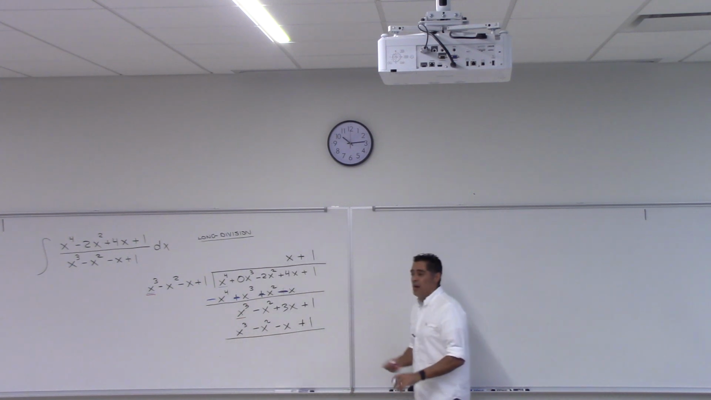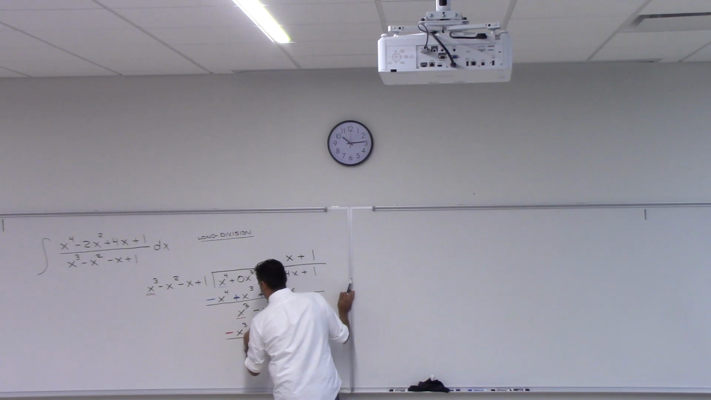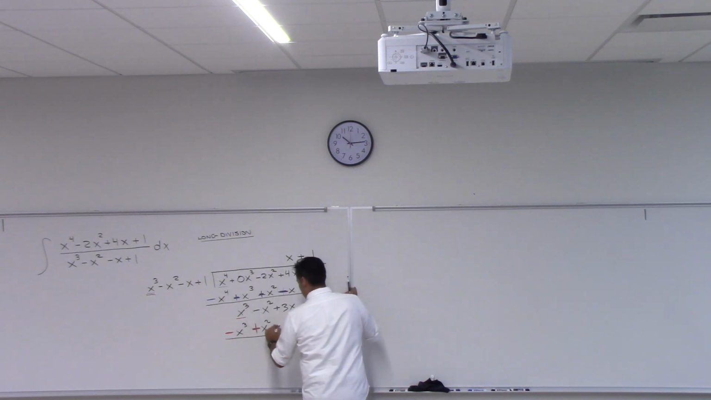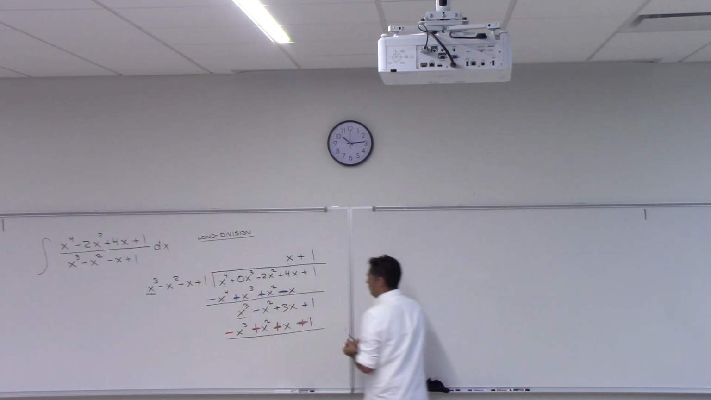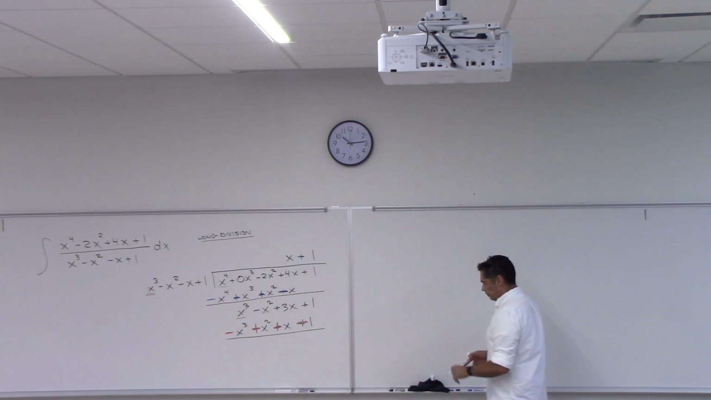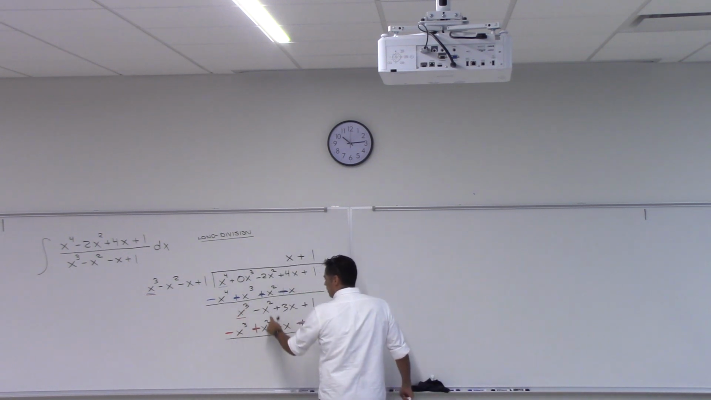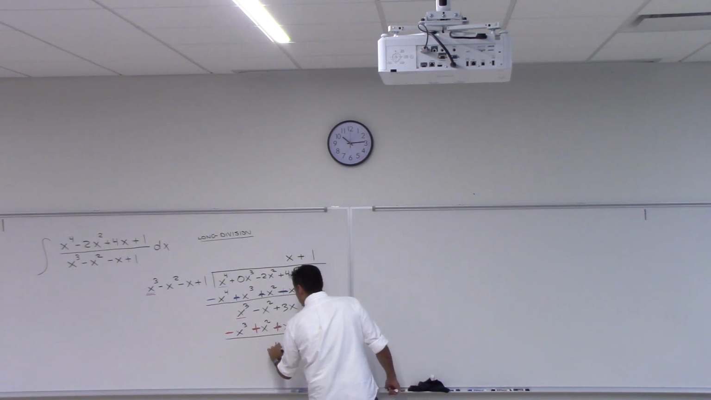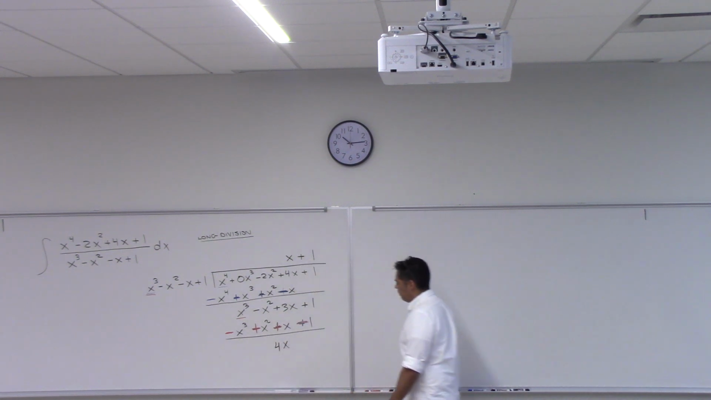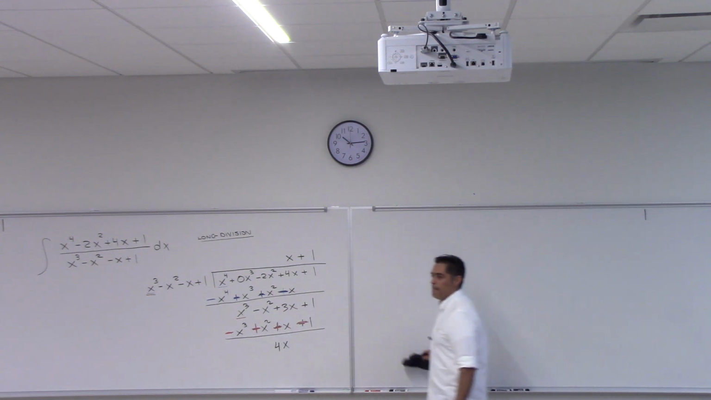And then change the signs, right? So this becomes a minus, this becomes a plus, this becomes a plus, and this becomes a minus. Add down, these go away. Those go away. These don't. 4x. Is it just 4x? Yeah, that's what I got. It's just 4x. Everything else cancels out.